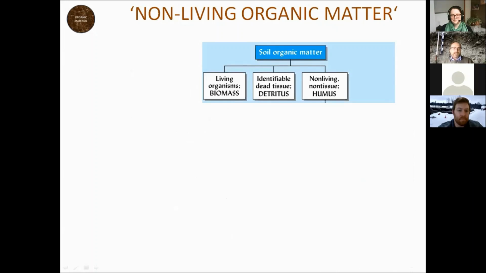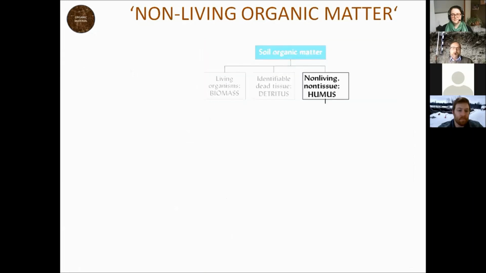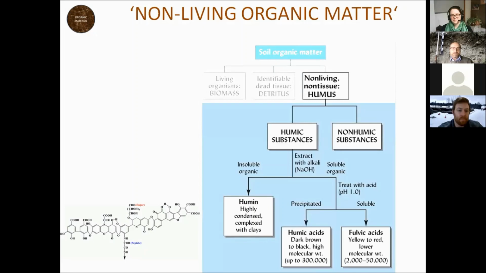So for the non-living and non-tissue organic matter, these are very complex substances. And we distinguish here between non-humic and humic substances. Humic substances include humic acids and fulvic acids. We differentiate them not so much by their chemical composition, but rather by their properties to dissolve in alkaline or acidic solvent.